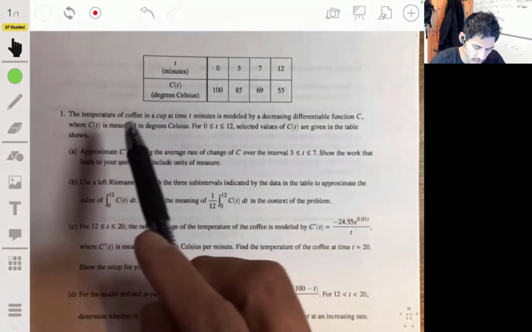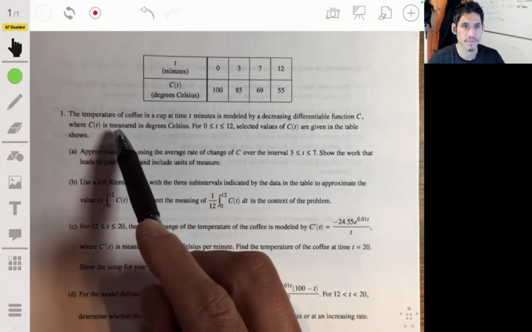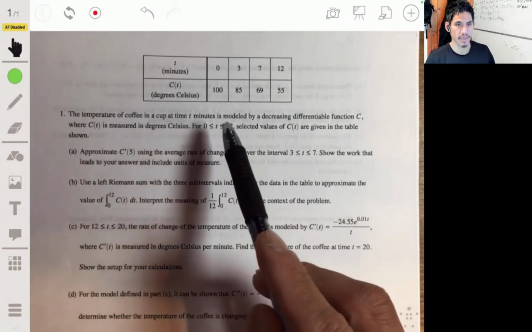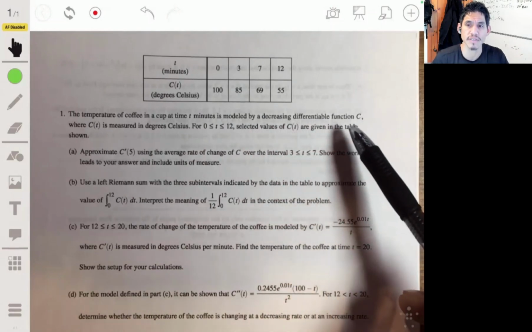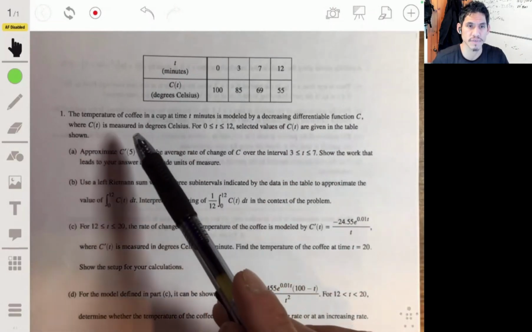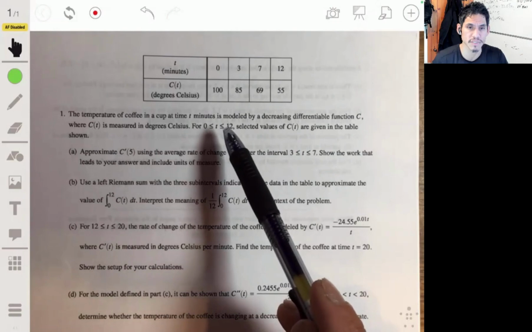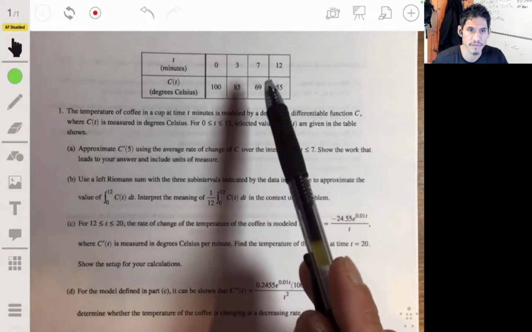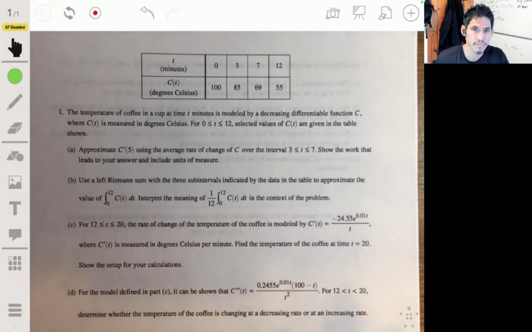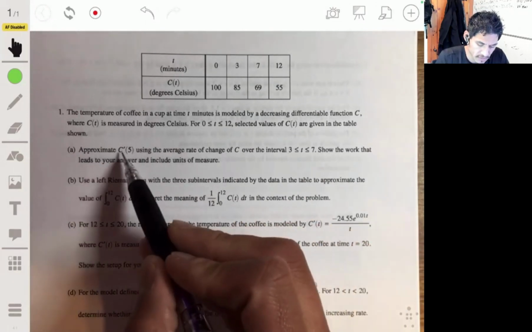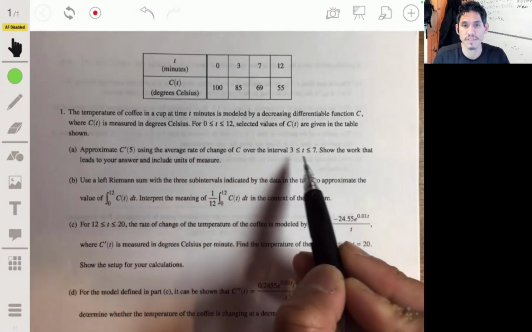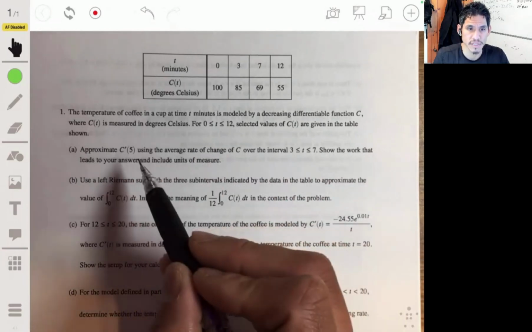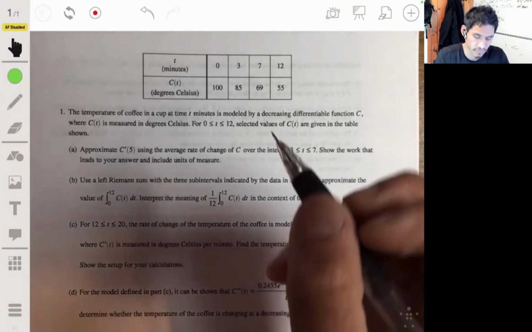All right, so here we have the temperature of coffee in a cup at time t minutes. It's modeled by a decreasing differentiable function, C, where C of t is measured in degrees Celsius for t between 0 and 12. Here are some of the values shown in this table. All right, part A. Approximate C prime of 5 using the average rate of change of C over the interval 3 to 7. Show the work that leads to your answer and include units of measure.